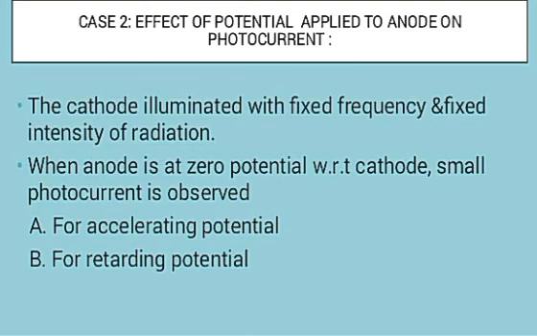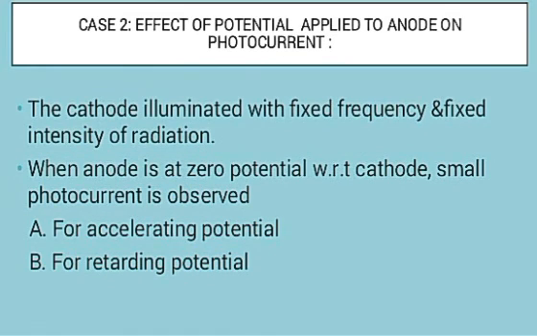So what happens if we change potential difference between two plates, that is cathode and anode? Will photocurrent change or not? So let us discuss about it.